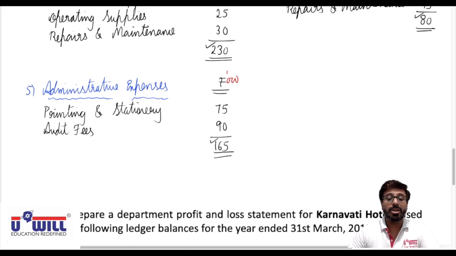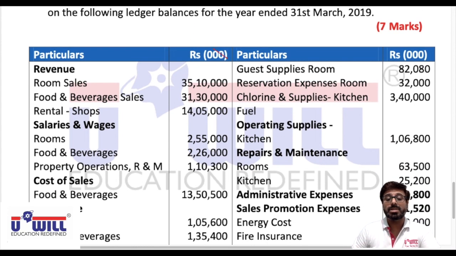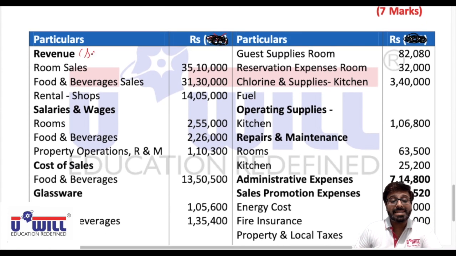Now coming to question 22b, listen carefully. From this question, cancel this rupees in thousands, because in this question the figures are already actual figures, not in thousands. So in this homework question, you don't have to mention rupees in thousands. Now this is your homework. It was asked for 7 marks in exams. Prepare a departmental profit and loss statement of Karnavati Hotel based on the following ledger balances for the year ended 31st March 2019. Revenue, all of you mark it as sales column. Revenue will come in the sales column.